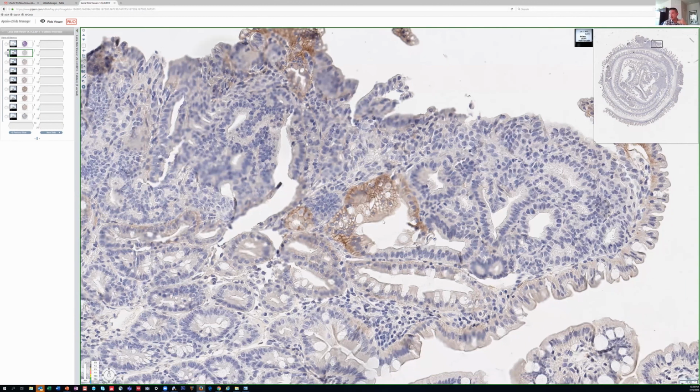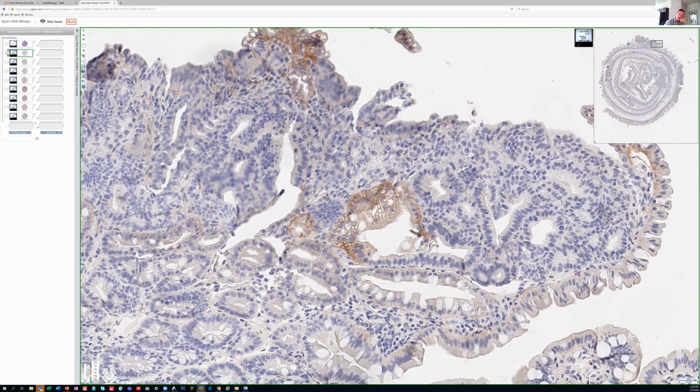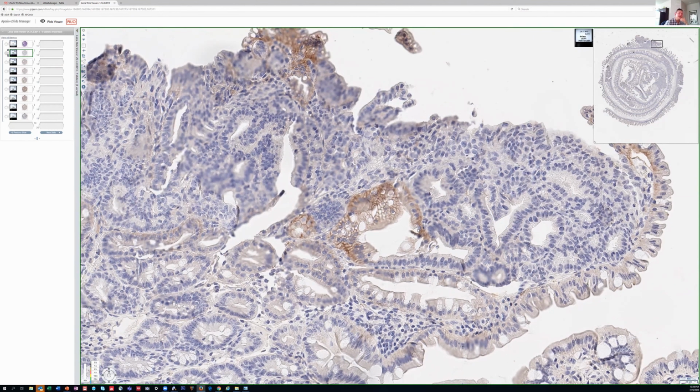Again, it's clear that the hyperplastic type of gland is positive, but you continue to see this basolateral expression. So yeah, I think that's a good avenue for me to look at, to see if that could be a physiologically important cell engagement. That's great. Interesting.